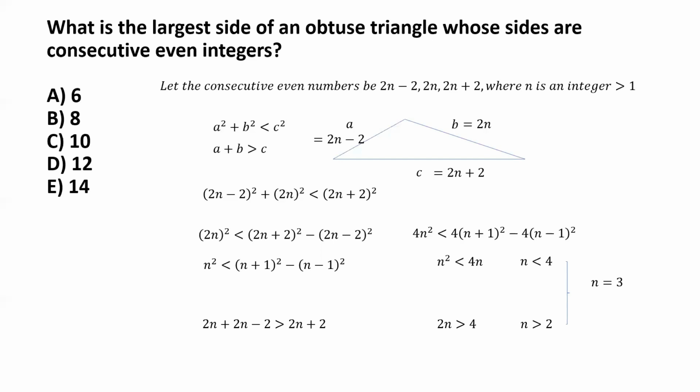So once we have n, now it's very simple to find the longest side c. C is simply 2n plus 2, and if we substitute n equal to 3, we get c equal to 8. So the correct option in this case will be option B, 8.